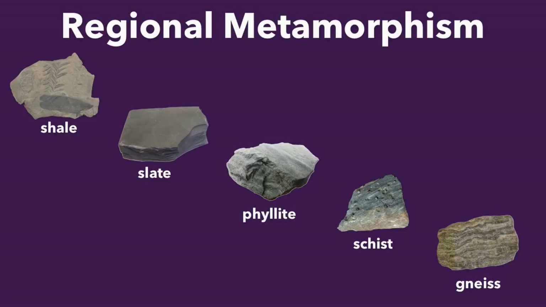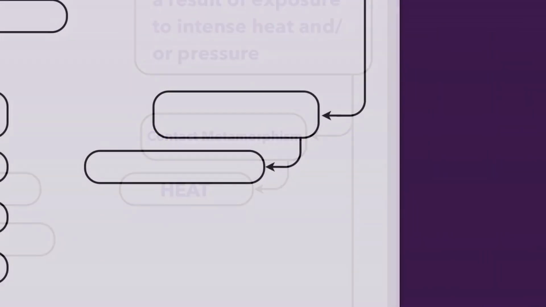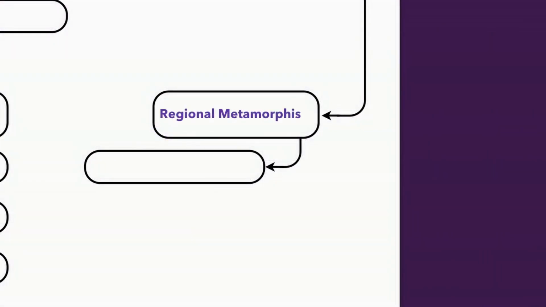You'll notice it has bands of minerals. That's a result of the intense pressure. Now, if you were to take gneiss and add additional heat and pressure, it would likely melt into magma or lava, and then it would become an igneous rock. So gneiss is generally the extent of metamorphism that we see. Let's go back to our flowchart. So our second type of metamorphism is called regional metamorphism, and this is caused primarily by pressure.